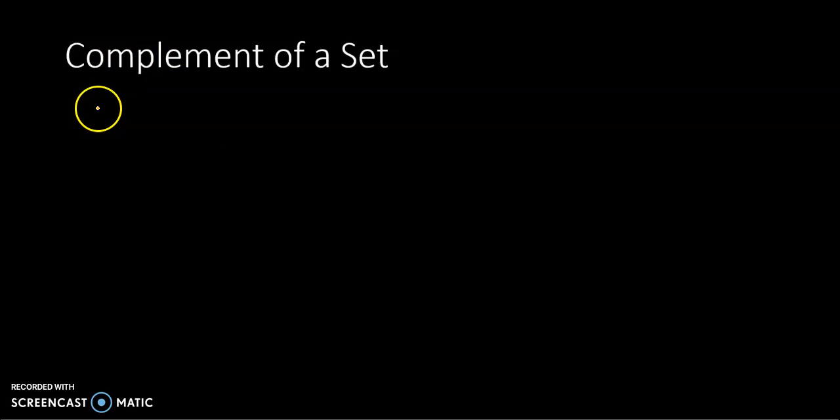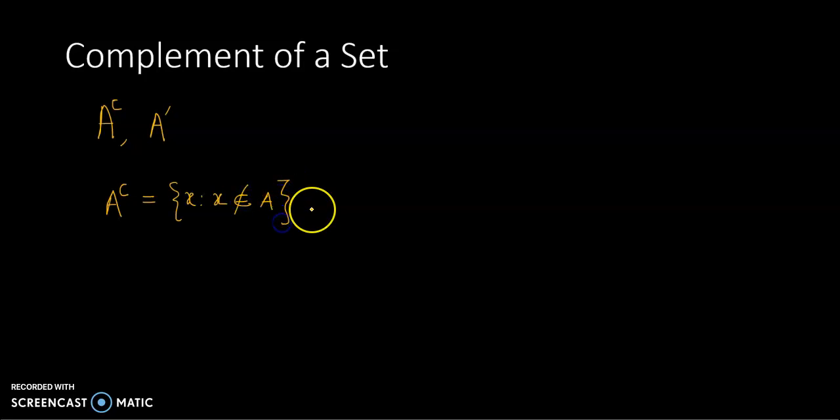So if A is a set, then the complement of A can be represented as A complement. You can write it this way. In many places you will also see it written like A dash. That's how the complement of a set is represented. And how do you actually define the complement of a set? The complement of a set is generally defined as X such that X does not belong to A. It means all the elements which are not part of A become part of the complement of A.